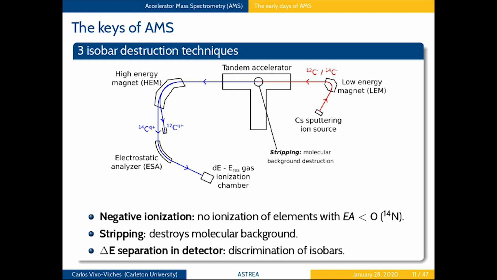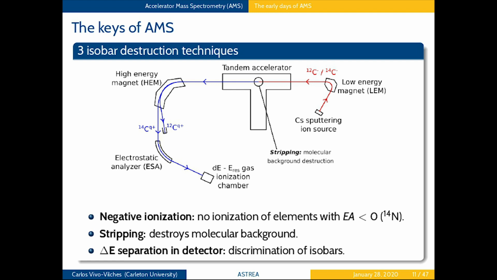For radiocarbon it is graphite. Then you do a negative ionization by sputtering with cesium ions, so you create a negative ion beam. This is already a good thing for us because it's going to get rid, in some cases, of the stable isobars that these radionuclides typically have. In the case of carbon, this stable isobar would be nitrogen-14. Since nitrogen has a negative electron affinity, you are not producing any negative nitrogen ions, so you are not going to have any background from nitrogen.